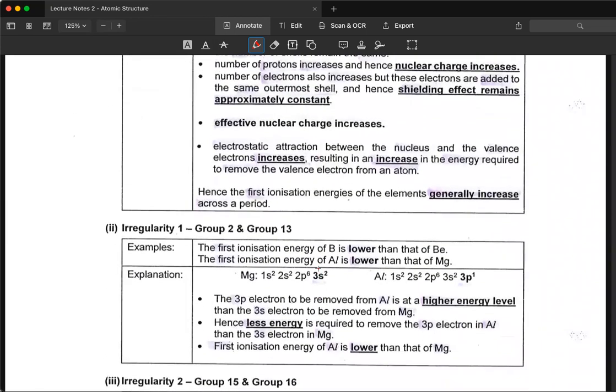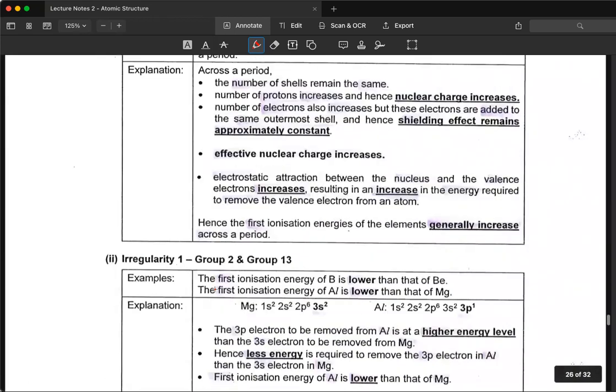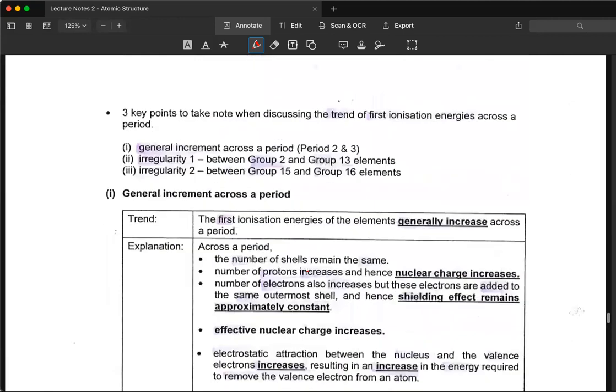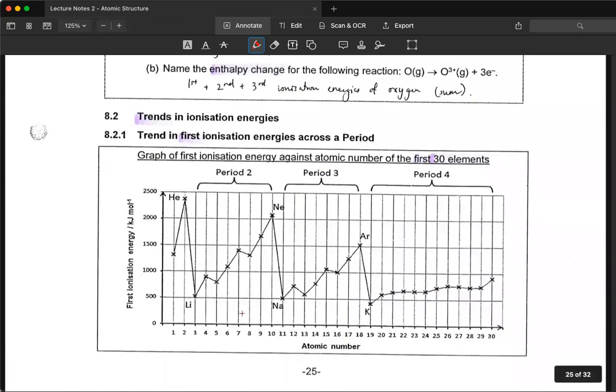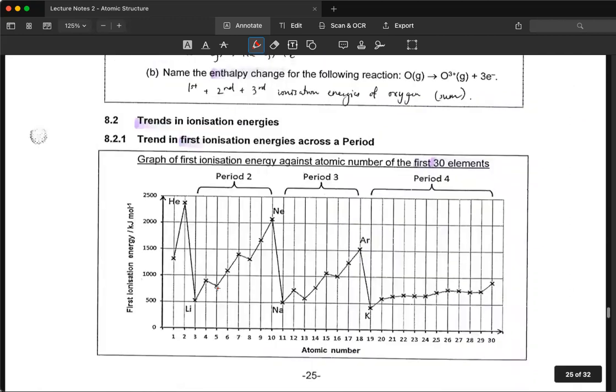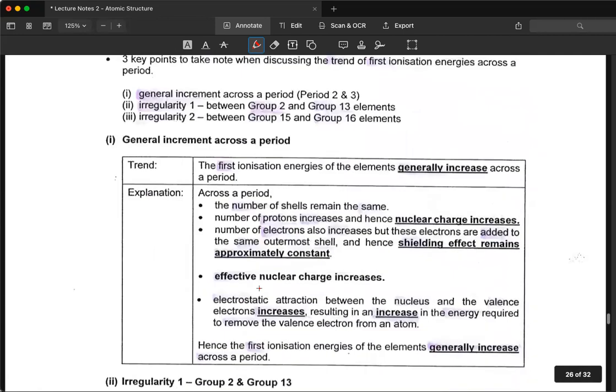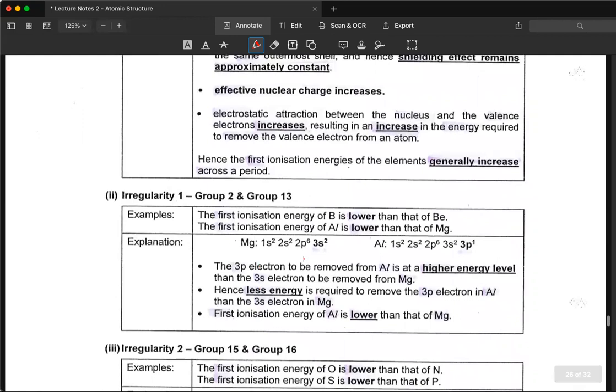Starting with group 2 and 13. How do we explain that? So the first IE of boron, if you examine closely, where's boron? It's lower than beryllium. So you have this very strange trend. And also aluminium and magnesium here. So we look at this and this. Why? For magnesium and aluminium, you can use the same explanation for boron and beryllium also.